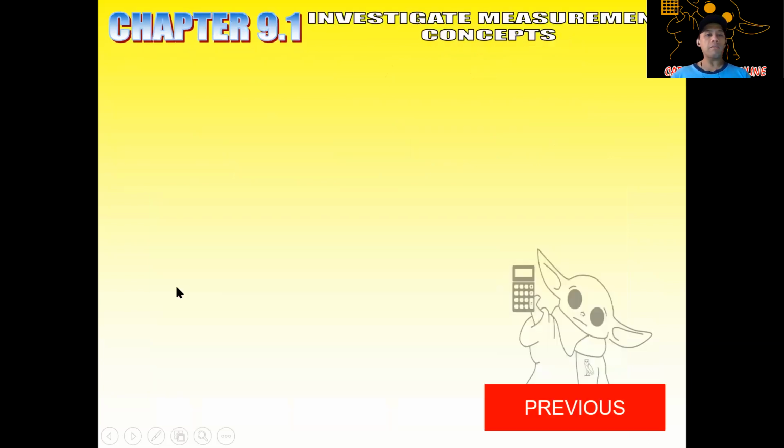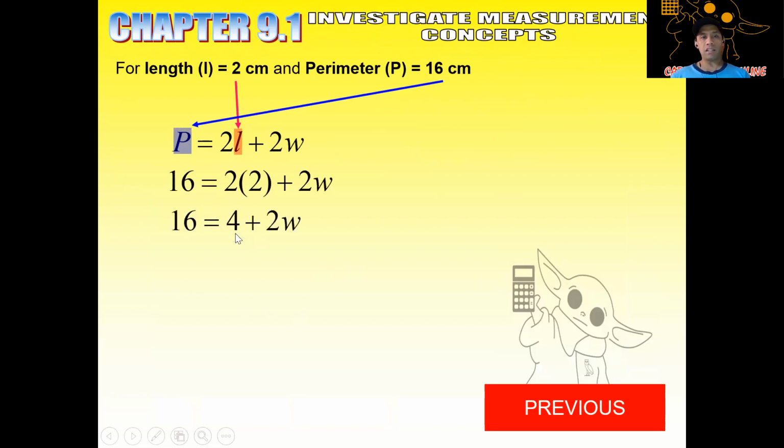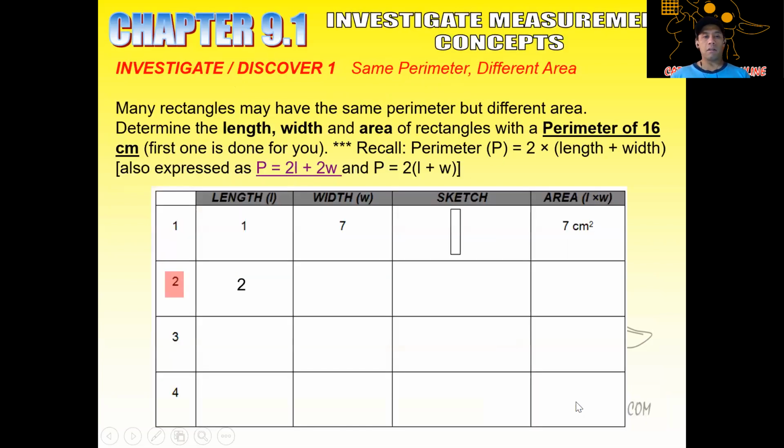All right, so in this case, we now have a length of 2, same formula. The only difference in this one is the L is going to be replaced with 2, and the P is still going to be 16. So when we multiply the 2 and the 2, that gives me 4. Then we'll take this 4, move it to the other side, and subtract it from the 16 that's already there. 16 minus 4 will give me 12. Finally, we're going to divide both sides by 2, and this is going to cancel out the 2 on the right side, and we will have a width of 6. If you take a look at this chart, what we have there is a width of 6.